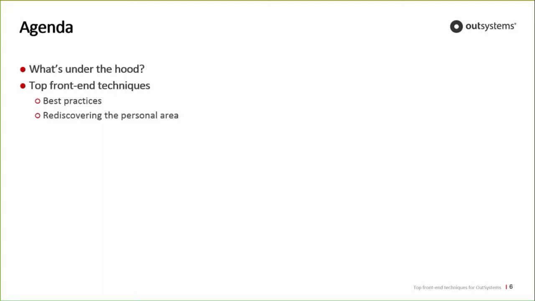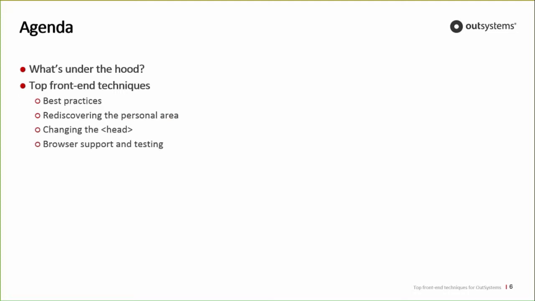So our agenda for today is, first of all, what's under the hood? So how does the platform work? What is the platform doing under the hood, enabling us to do our projects and our code? So what makes it run? Then we'll move to some of the top front-end techniques that we will be applying to OutSystems. Namely, we'll start by seeing some of the best practices that we should apply. We will also rediscover what the personal area is and how it actually helps us. We'll learn how we can change the head before the page is actually sent to the end user.